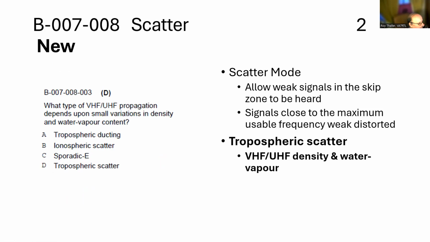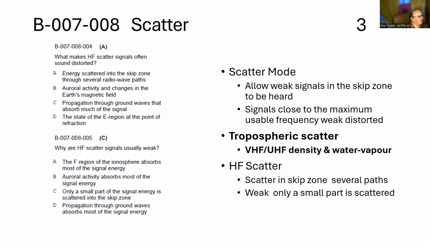Here's a new question about scatter. What type of VHF, UHF propagation depends upon very small variations in density and water vapor content? So that is based on tropospheric scattering. So D is the correct answer. What makes HF scatter signals often sound distorted? Because energy is scattered into the skip zone through several different radio wave paths. So A is the correct answer.